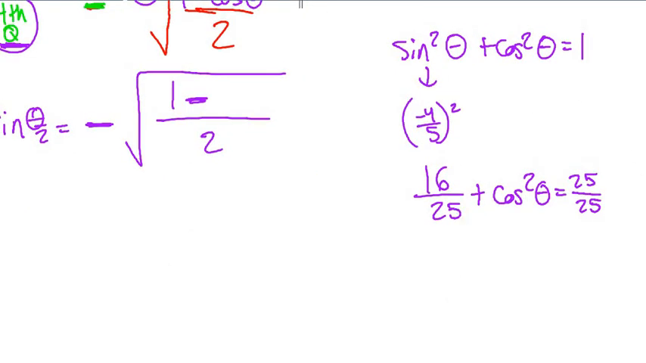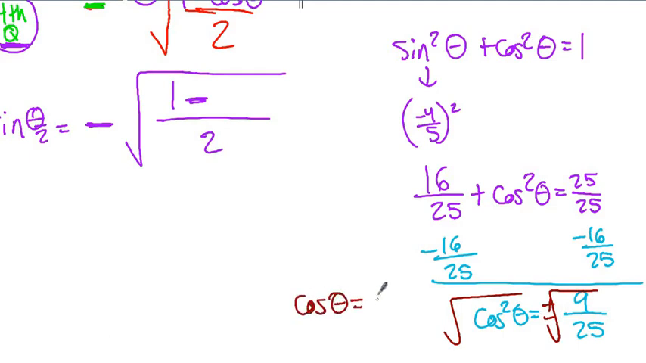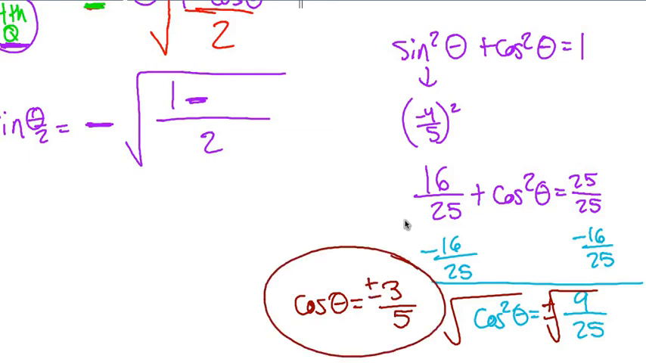We're going to subtract 16 over 25 from both sides. So 25 minus 16 is 9 over 25. Cos squared is going to be that, and when we square root both sides, we will put a plus or minus in front of this. So that means cosine is equal to plus or minus the square root of 9, which is 3, over the square root of 25, which is 5. So how do we decide if it's plus or minus?